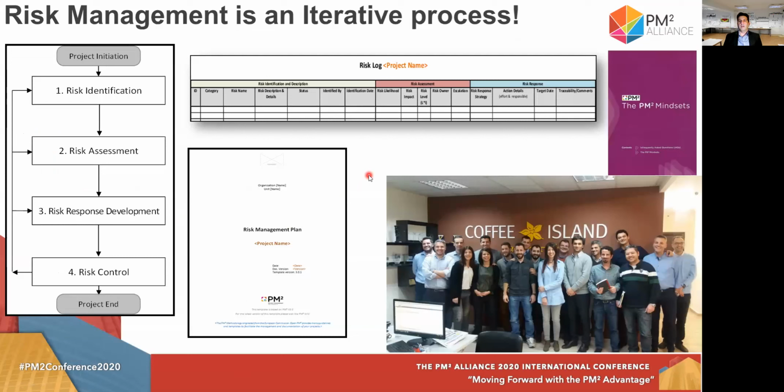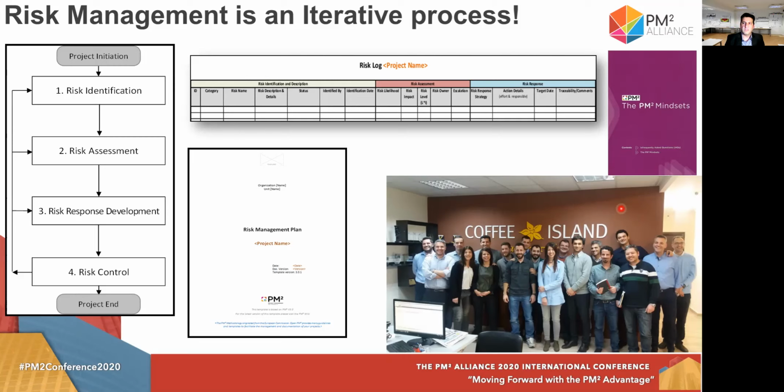Last slide for today, and I want you to have this as a takeaway. Remember that risk management is an iterative process. It has to be a part of the project culture. In order to achieve that and have these smiling faces like the company that has finished the cycle of the risk management, read the PM2 mindsets. Inside there, you will find the glue.